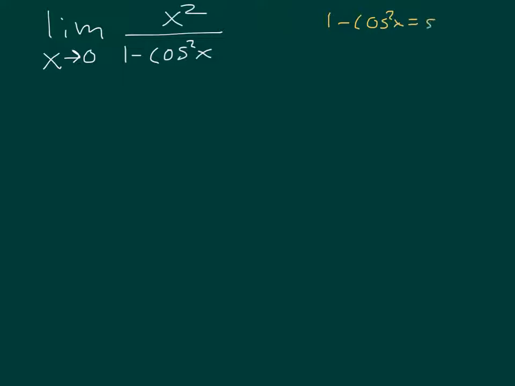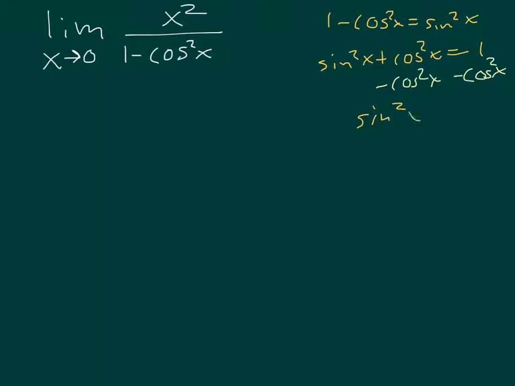That's equal to sine squared x, because we know from the trig identities that sine squared x plus cosine squared x equals 1, right? So if I subtract cosine squared x from both sides, I get sine squared x equals 1 minus cosine squared x. Okay, so that tells me that this is the same thing as sine squared x.